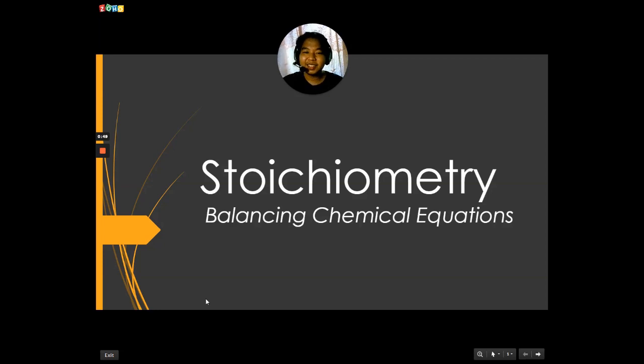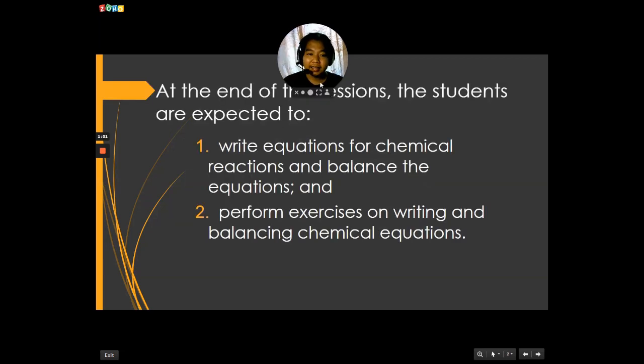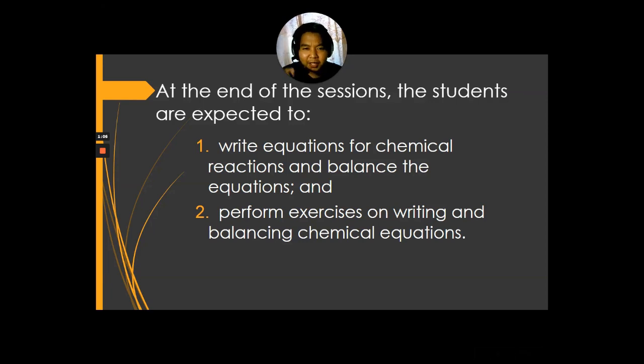Alright, for today's session, we are going to try to achieve the following objectives. Sorry, my laptop is lagging again. So first is to write equations for chemical reactions, and then balance the following equations. And then perform exercises on writing and balancing chemical equations.